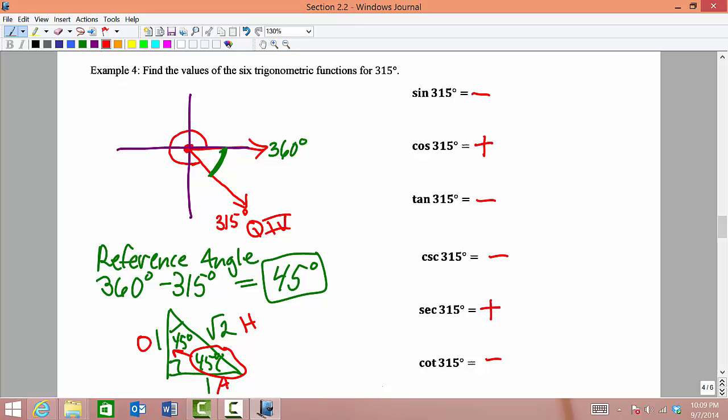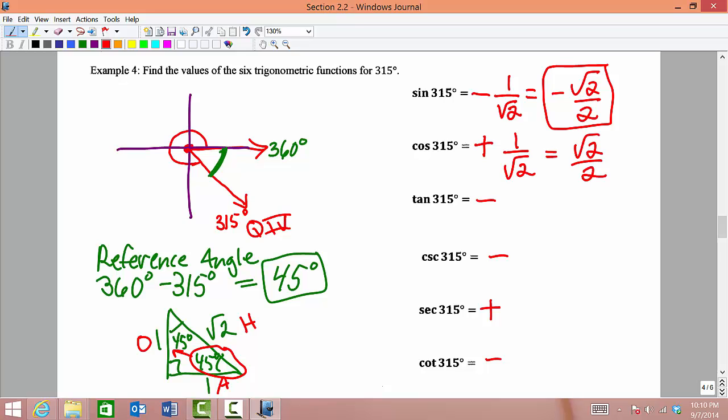So sine would be opposite over hypotenuse. So that would be 1 divided by the square root of 2, which we know that when we rationalize, we get square root of 2 divided by 2. Cosine is adjacent over hypotenuse, 1 divided by square root of 2. So this time we get positive square root of 2 divided by 2 for cosine. For tangent, that would be opposite over adjacent, so it would be 1 divided by 1, which is just 1.